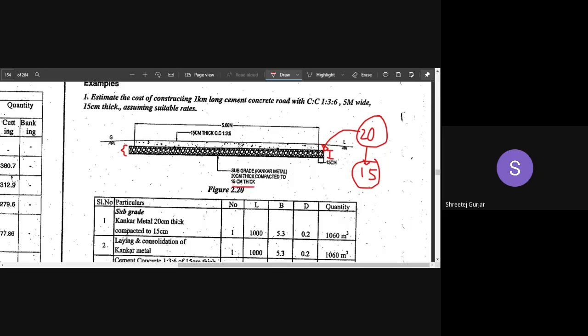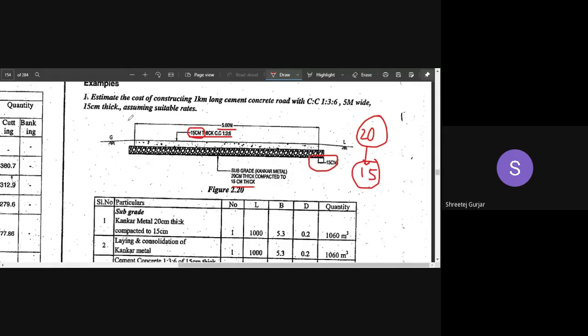Remember this. Next, on top of your subgrade, you have your CC pavement, cement concrete pavement of 1:3:6. What is the thickness over here? This thickness is 15 centimeter, and the width of your road is 5 meter. Observe that it is not from the end; it is a bit shorter compared to your subgrade. How much is the offset? Offset is 15 centimeters, which is given over here.